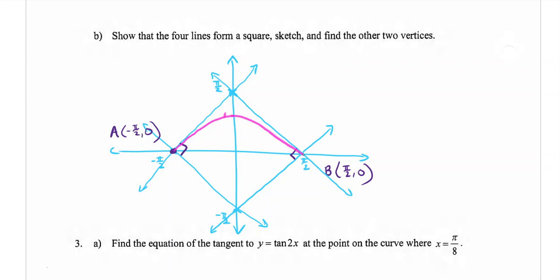I was asked to find the other two vertices. I've got A and B, so I'm going to write the coordinates of those two there. For the other vertices, I would have the point 0, positive pi on 2, and 0, negative pi on 2 to complete my square. All right, are you happy with that question?